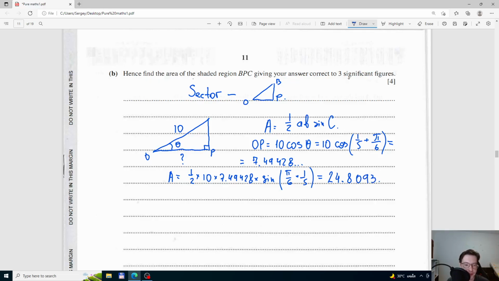Okay, now for the sector, if we have to work with the radians, the formula is r squared over 2 times the angle. Now the radius squared is 100, divided by 2 is 50, times the angle in radians.